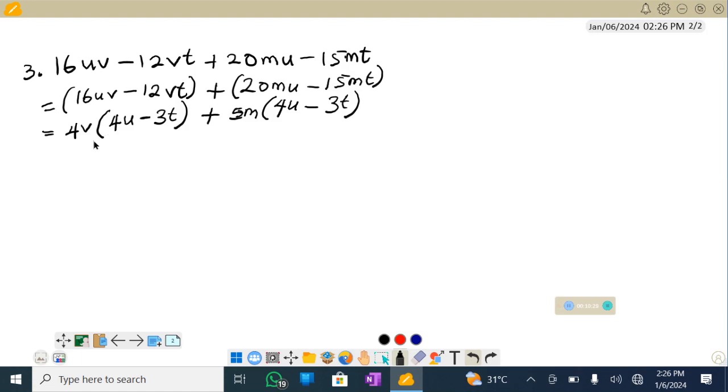So if you look at the expression now, 4U minus 3T is common. So you bring it out in the next stage. So 4U minus 3T. So you open a bracket and put the remaining thing. So that is 4V plus 5M. Okay, so let's have number 4.